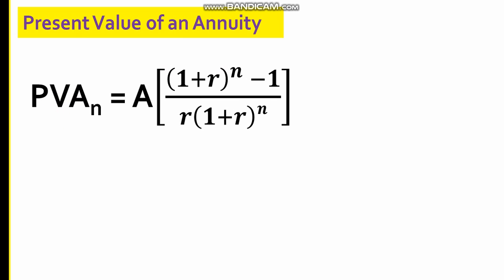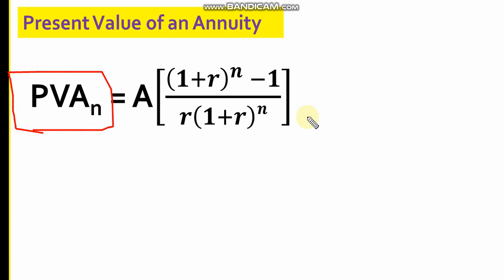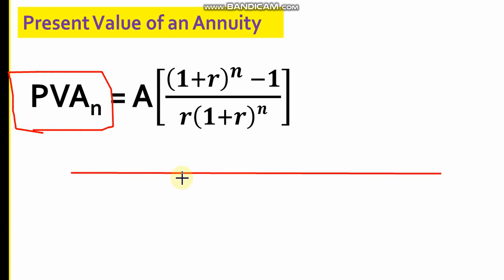Let us see. Now this is my formula for calculating the present value of an annuity. PVA stands for present value of an annuity. The first term here is A, that is my annuity, and the timeline looks like this. This is today. Suppose this is year 1, 2, 3 and 4. Let me write it first. This is year 0, that is, I am standing today. Year 1, year 2, year 3 and year 4, right?